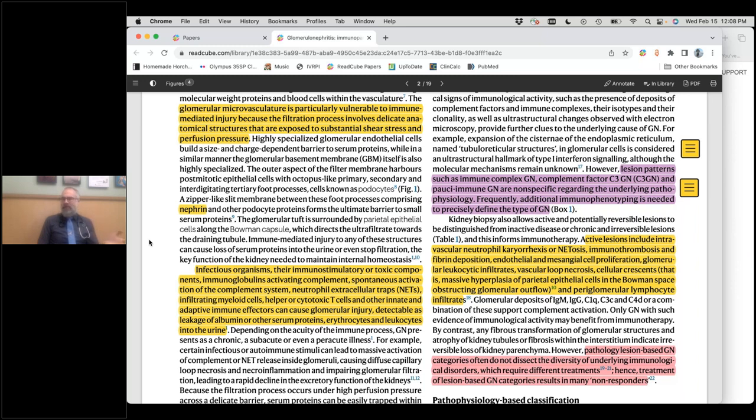And I think this is something that took me a long time to really understand, that when we see membranoproliferative glomerulonephritis, that is not a disease. When we see membranous nephropathy, that is not a disease. You are looking at the reaction pattern. You are looking at the response of the kidney. And there are many different things that can cause an MPGN.